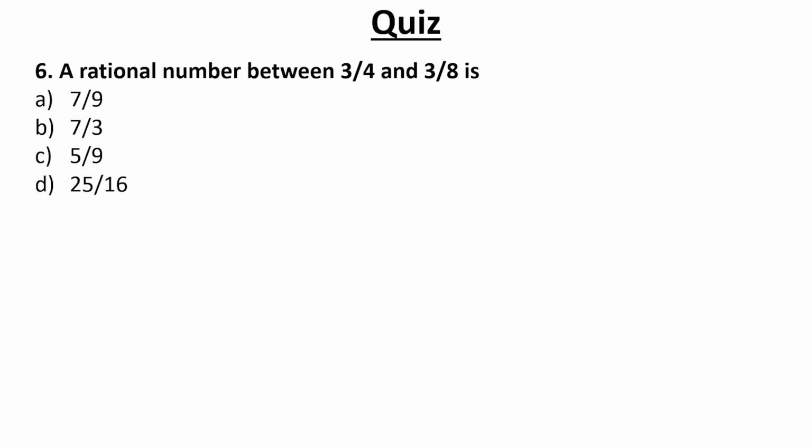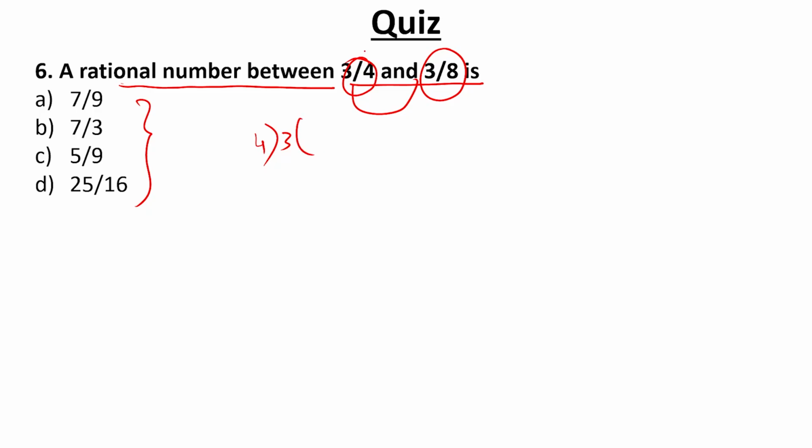The next question is here, as you can see: a rational number between 3 by 4 and 3 by 8 is... They gave several options, right? There is a value which lies in between these two. We need to find that value. So, first of all, I think it's better to convert these values into decimals like this. We need to get the correct value of 3 by 4, right?